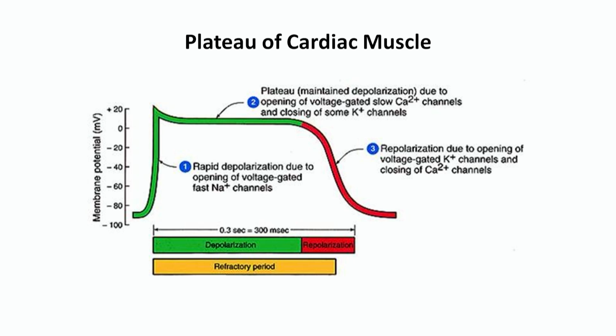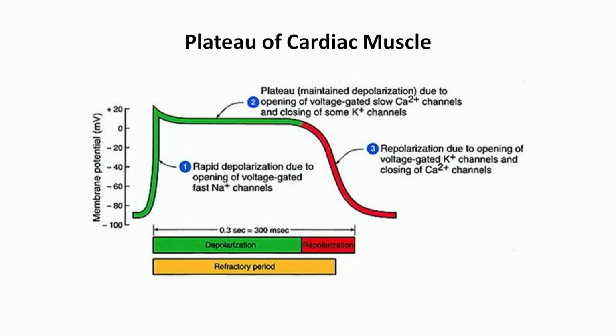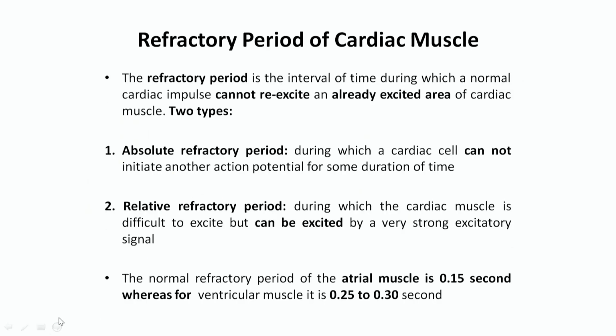calcium channel. So, I want to discuss that the plateau phase is mostly developed once the calcium channel opens. Due to the opening of the calcium channel, the depolarization remains maintained, and that leads to the development of the plateau phase. Initially I told you that cardiac muscle has a long refractory period as well as a long action potential. Because of this plateau phase, they have a longer refractory period and a longer duration of action potential.